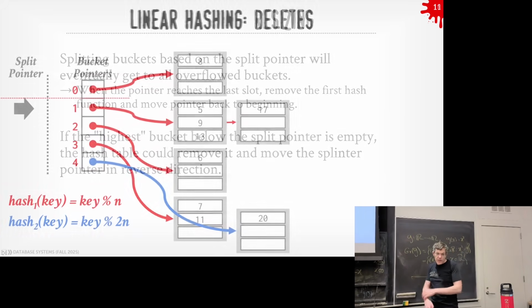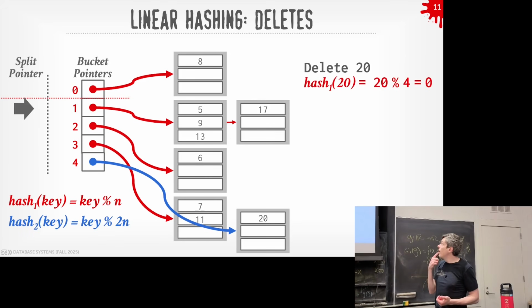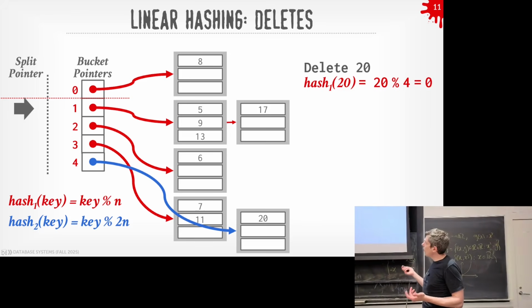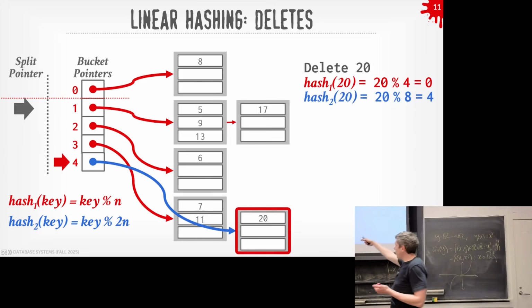To do deletes, it's basically just the reverse, right? So if I want to delete key 20, same thing. I first do the first hash function. I get 0. I know 0 is above our split pointer. So then I'm going to hash it again. And now I get 4. I jump down here, right?